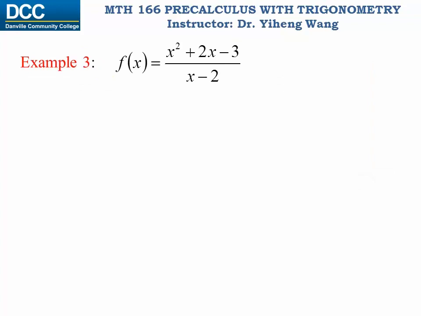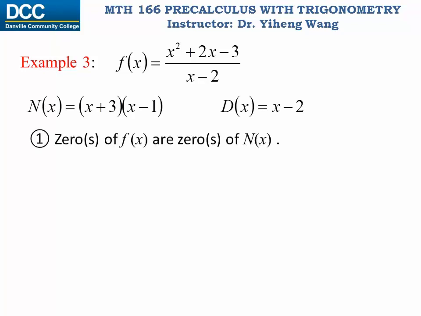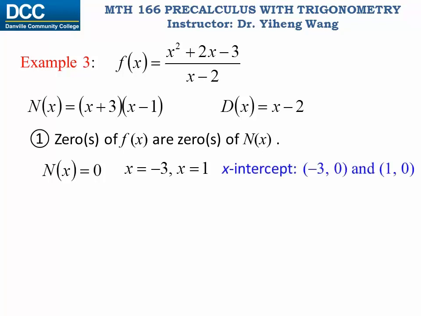Last example, for this rational function, the numerator function is quadratic, and it can be written again as a product of two linear factors. The denominator function is linear. The zeros of this function are the zeros of the numerator function, which are x equals -3 and x equals 1, also corresponding to the x-intercepts on the graph.